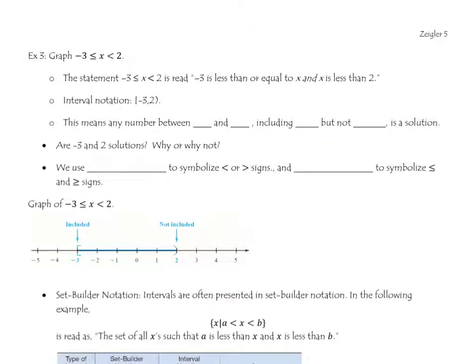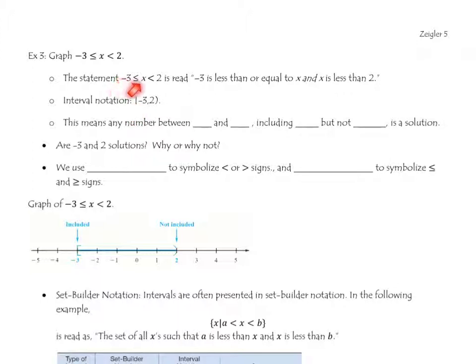Okay, here we have a 3-part inequality. Negative 3 is less than or equal to x is less than 2. And the interval notation would be that negative 3 is on the left with a bracket because it's less than or equal to. So negative 3 is on the left, 2 is on the right, and x is in between. So like I said, this is why I like to draw it better.